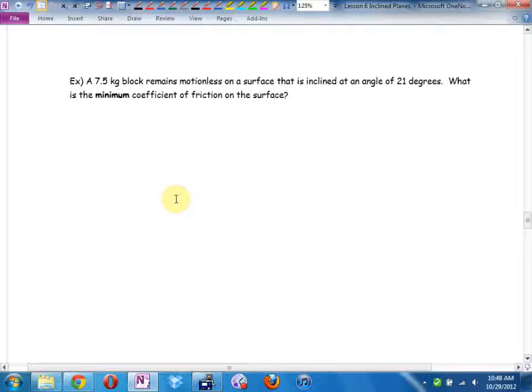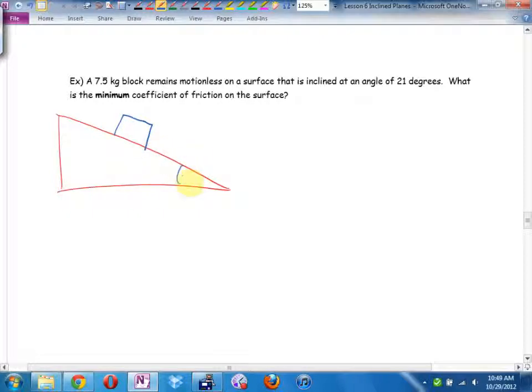So I'm going to draw. There's my ramp. There's my block. It says the angle is 21 degrees. What are the forces acting on this block? Get the obvious one. Gravity down, absolutely.